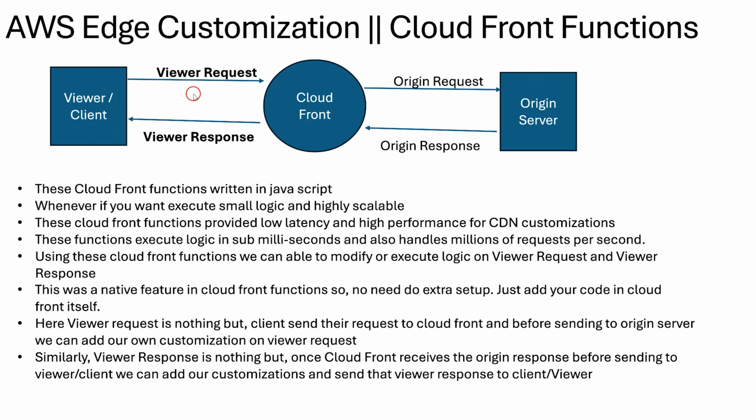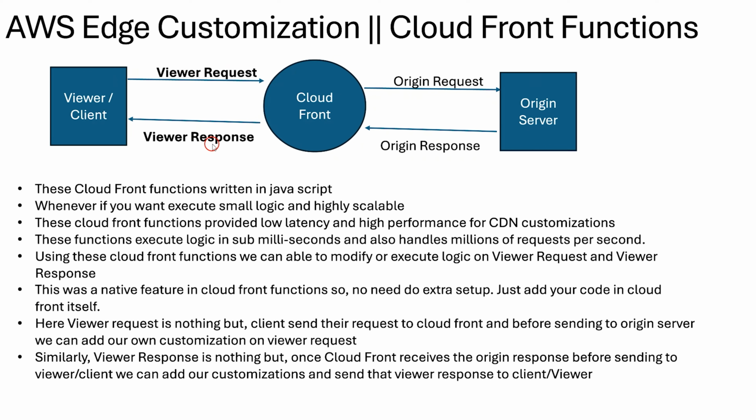One is viewer request and another one is viewer response. Okay, so how will they customize? Since in CloudFront we add these CloudFront functions, whenever we get a viewer request, it will do the customization on the viewer request and send the request to the origin server. And when we get the response from the origin server, CloudFront again adds some customization logic on the viewer response and sends it back to the viewer. So like that, these CloudFront functions help to add customizations for these two, viewer request and viewer response.